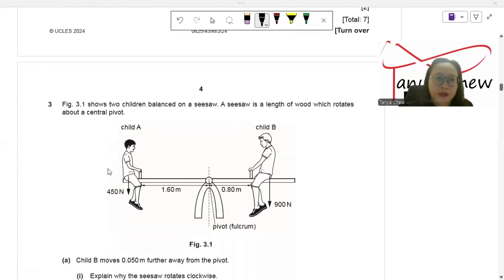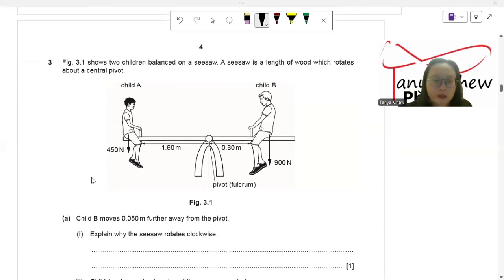Now, question number 3. Fig 3.1 shows two children balanced on a seesaw. A seesaw is a length of wood which rotates about a central pivot or fulcrum. Child B moves 0.05 meter further away from the pivot. Could you see that it moves? Child B is moving backwards. Explain why the seesaw rotates clockwise.